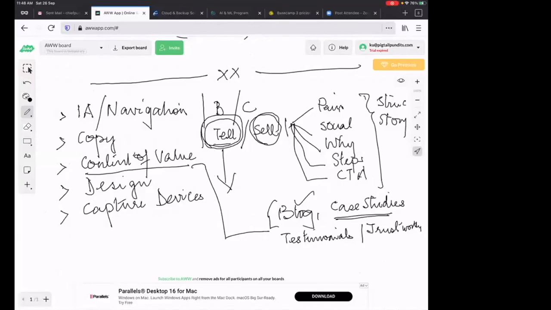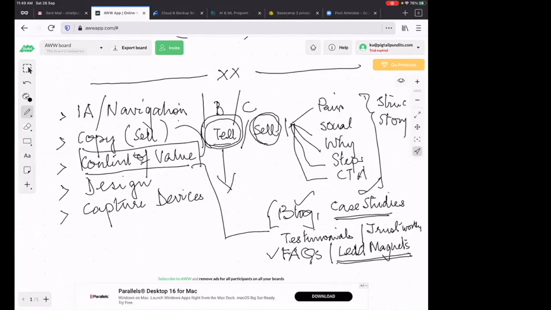Okay, so you have blogs, case studies. There is a very important element here which people don't use as often as needed, which is called FAQs. So your lead magnets also fall here. Lead magnets could be PDFs, could be webinars, could be quizzes, could be templates for action, whatever. So different types of lead magnets are there, but all of them fall into something called content of value. So technically this is sell, and this is what you do to augment the sell.